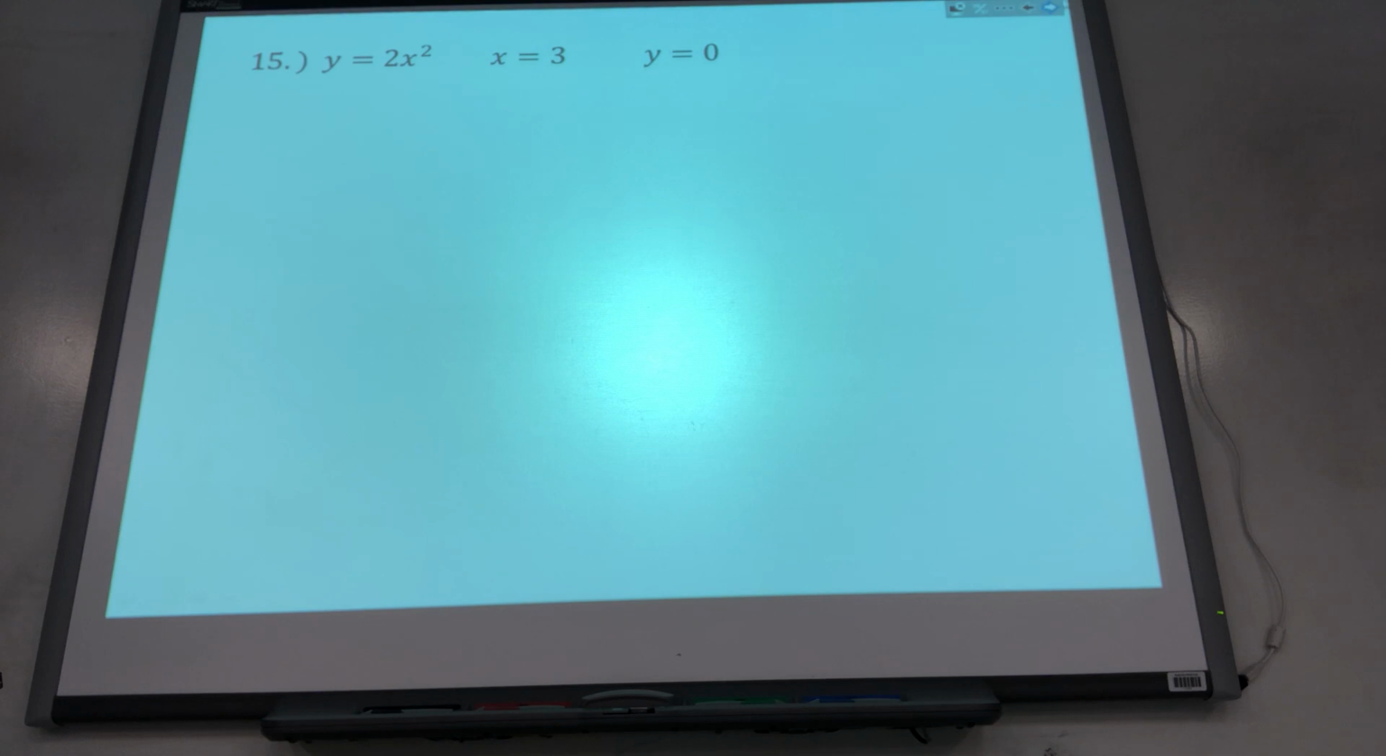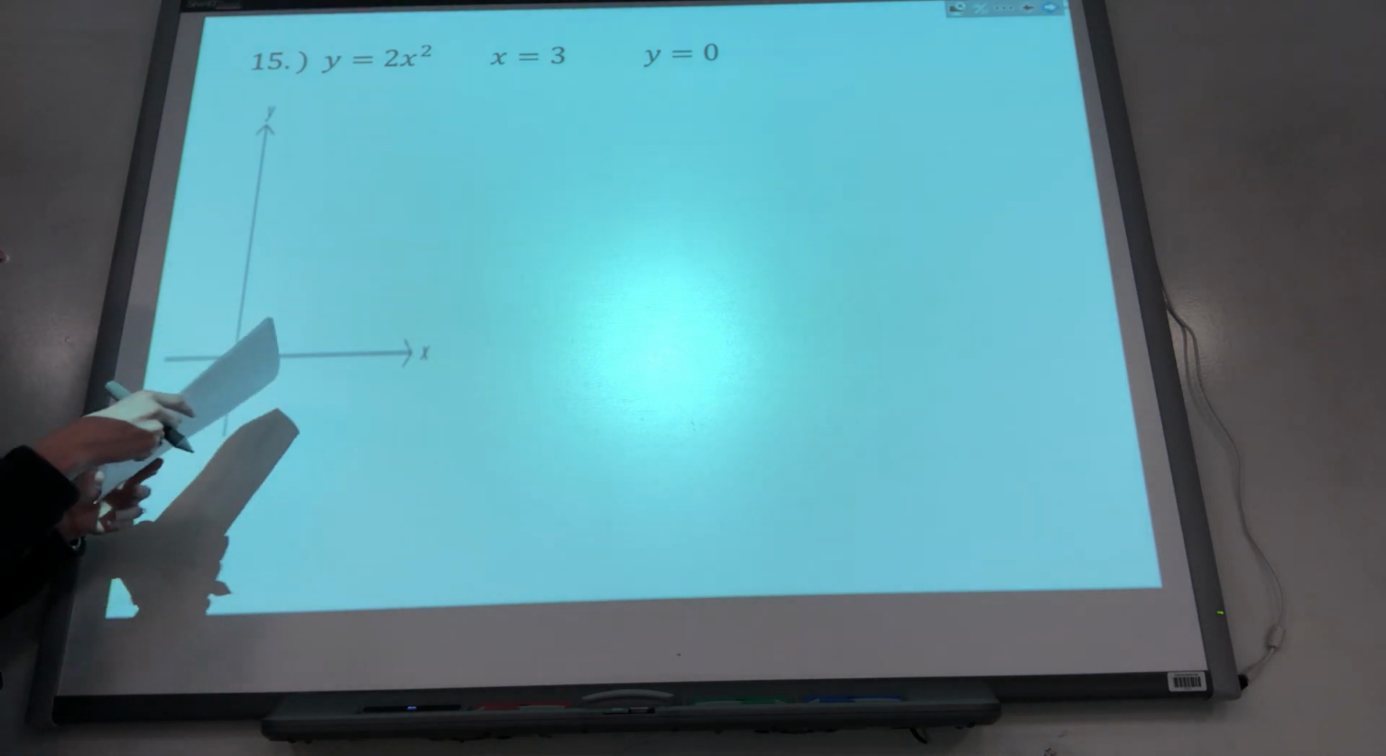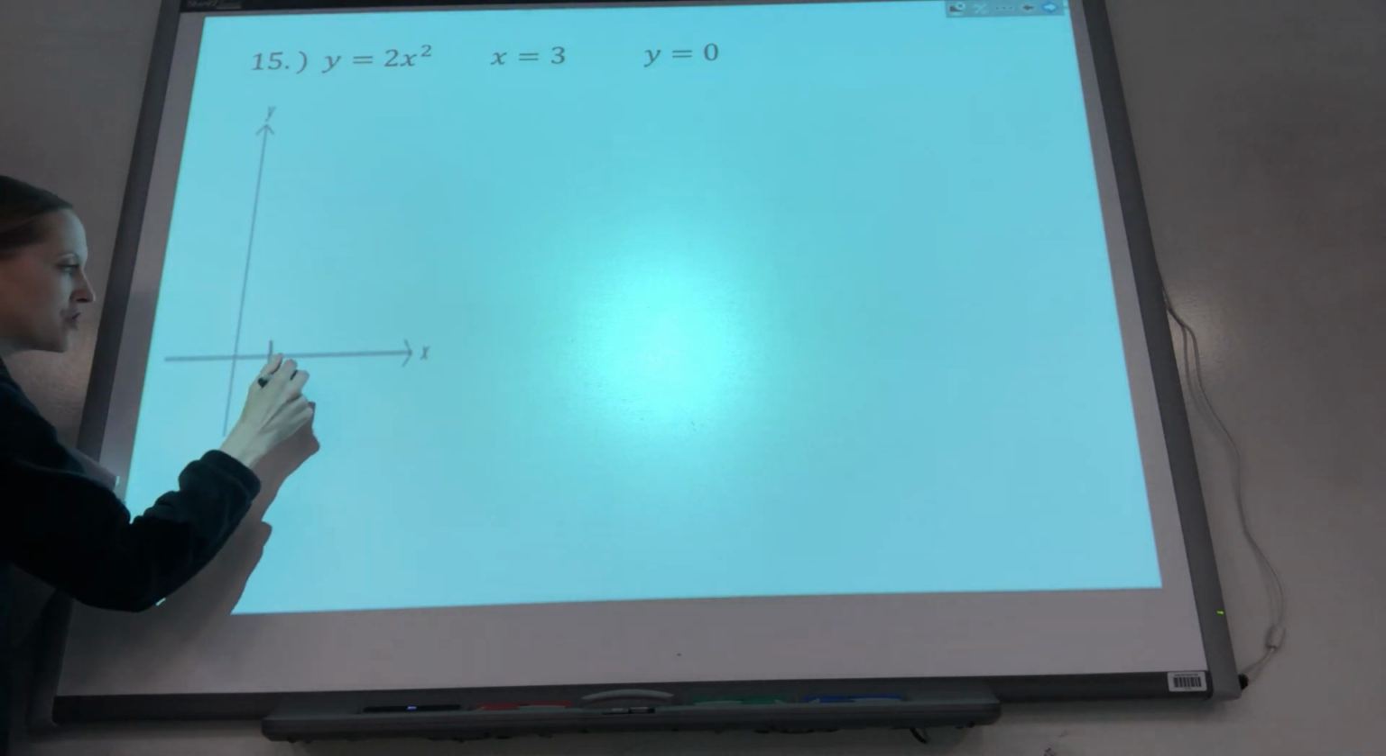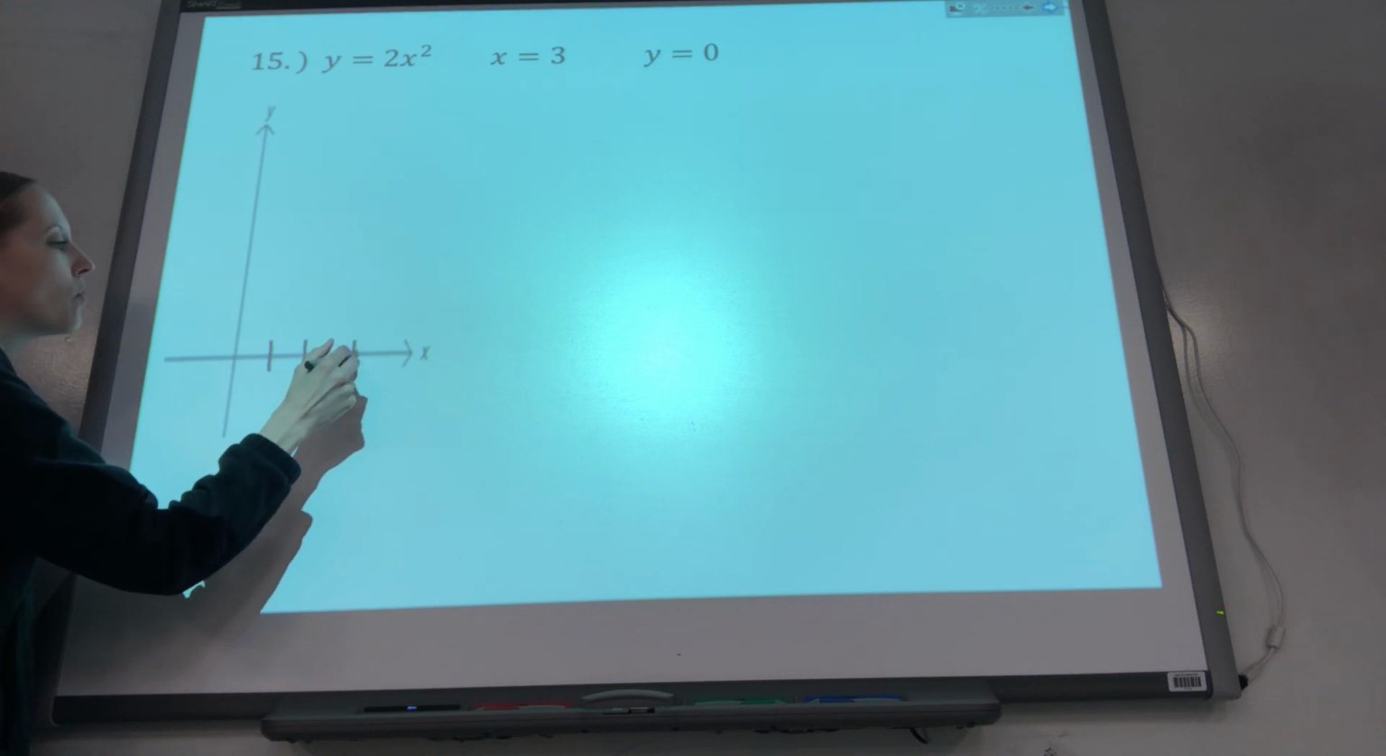So only one for the disc method. We've still got a shell that we'll do here in a second. But it's got y equals 2x squared, x equals 3, and y equals 0. Again, it's multiple choice, so if you do the graph, great. If not, I'm not really going to care either way. But I like to graph just so I can see exactly what's going on.